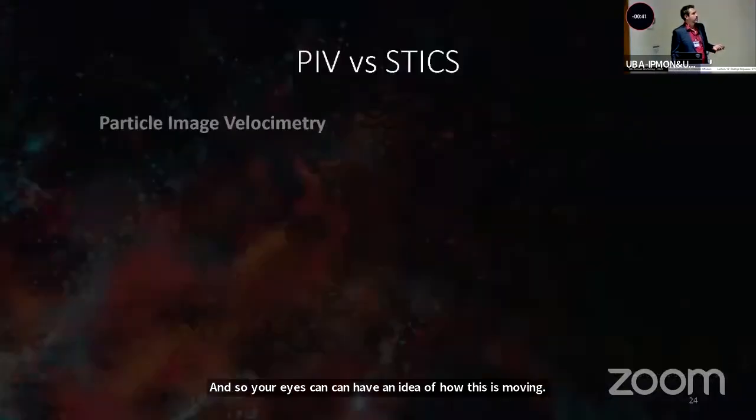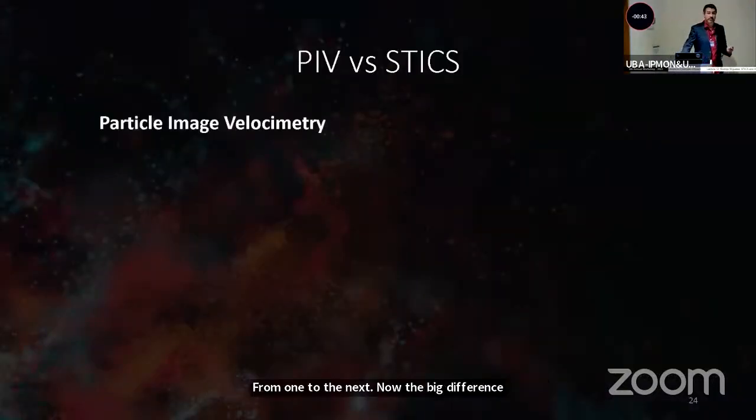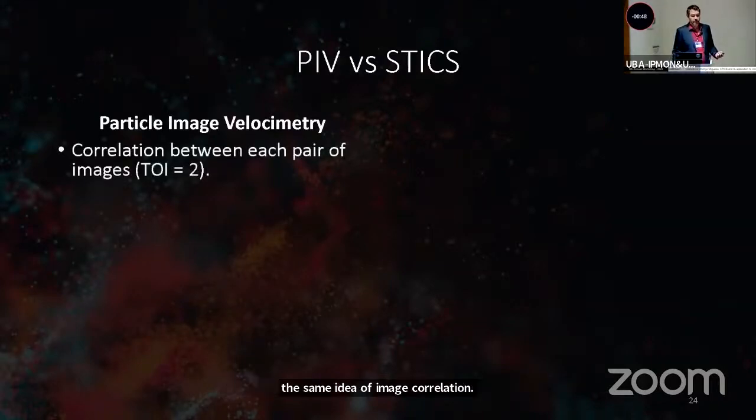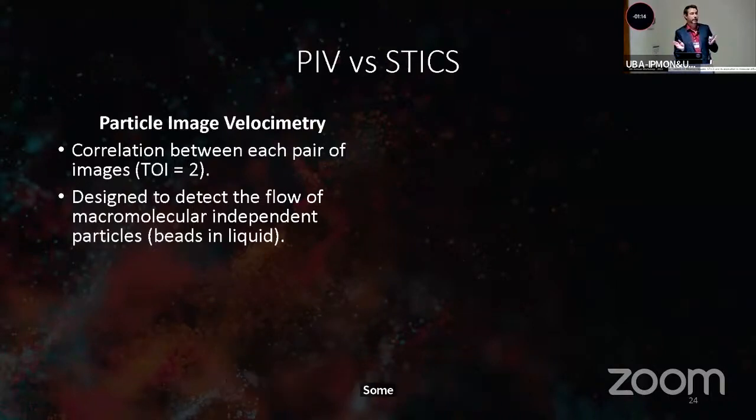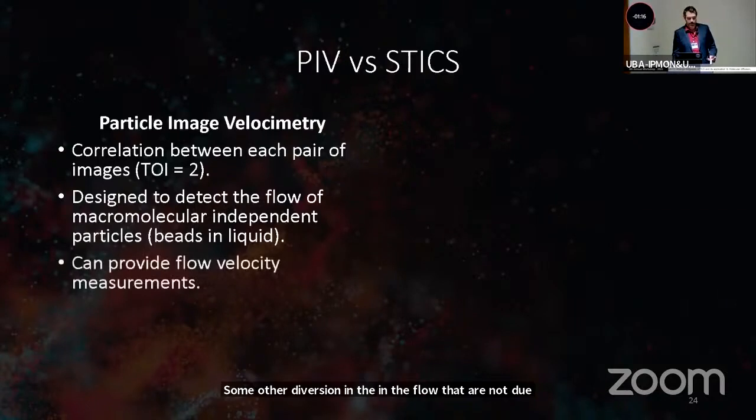Now, the big difference between PIV and STICS, because it's essentially taking advantage of the same idea of image correlation, is that in particle image velocimetry, the correlation is done between each pair of images. So the TI is always 2. You only compare frame 1 with frame 2 with frame 3, and that's it. It is designed to detect the flow of macromolecular independent particles like beads in liquid. So it doesn't take into consideration that things might be interacting with each other, or that you might have some other diversion in the flow that are not due to some object that placed in there or something like that.